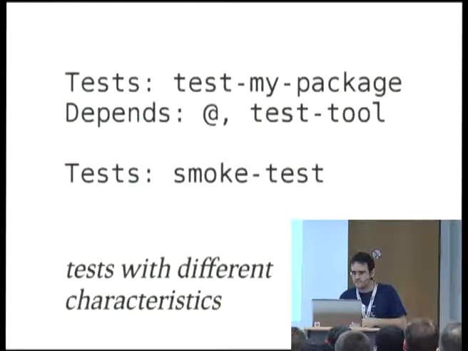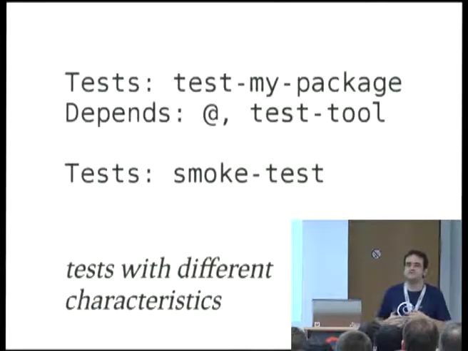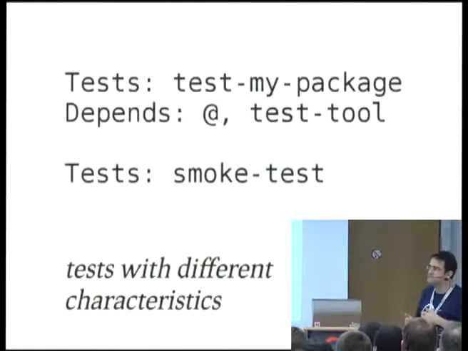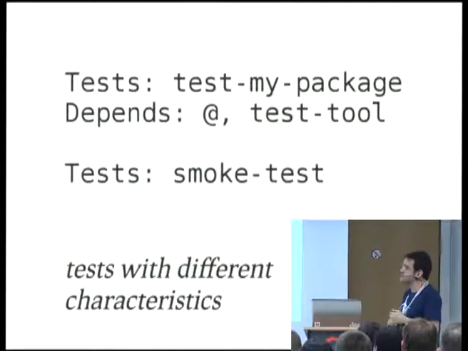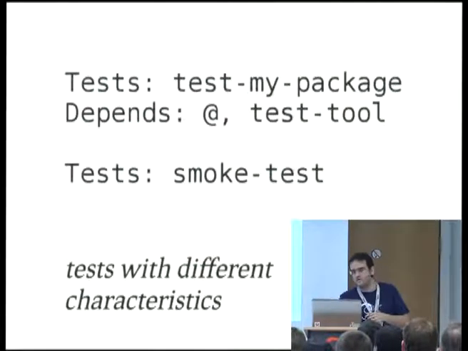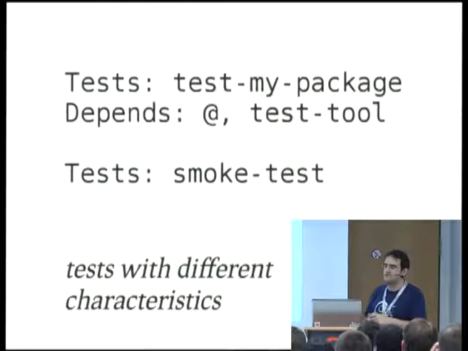You can also have multiple tests with different characteristics. So you just use multiple stanzas in the control file. In this case, I have one test program that needs a given test tool, and then I have some smoke test that doesn't need anything besides the binary.